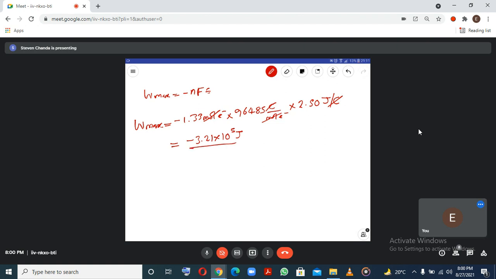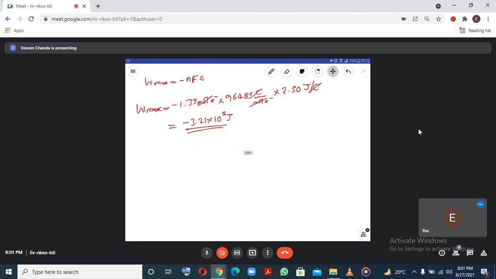So that's about it. Last week we calculated the actual amount of work that was done, and now we've calculated the maximum amount of work that can be done. Between the two equations, the only difference is the voltage. The actual voltage was 2.10, then the maximum possible one was 2.50. That's where the difference was coming from.